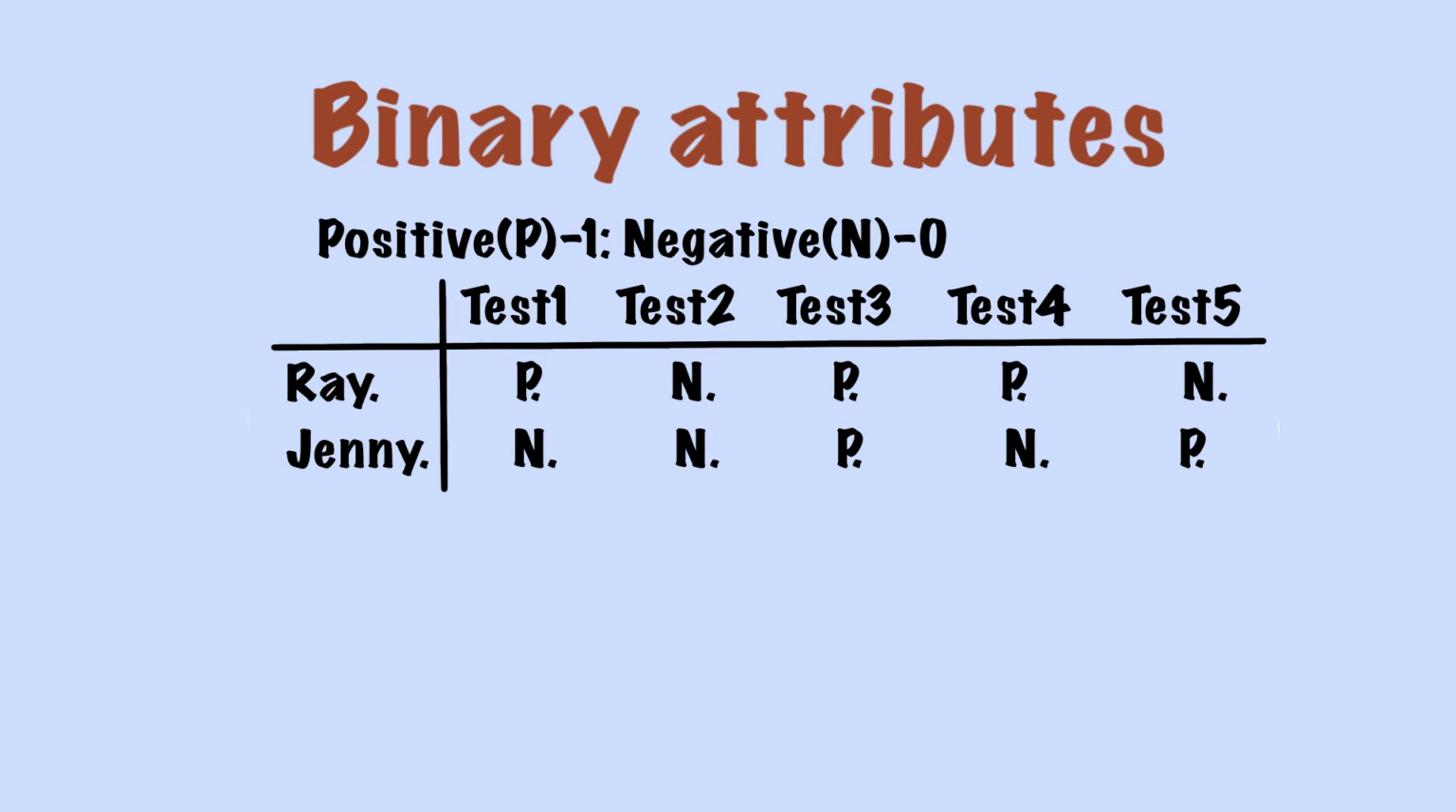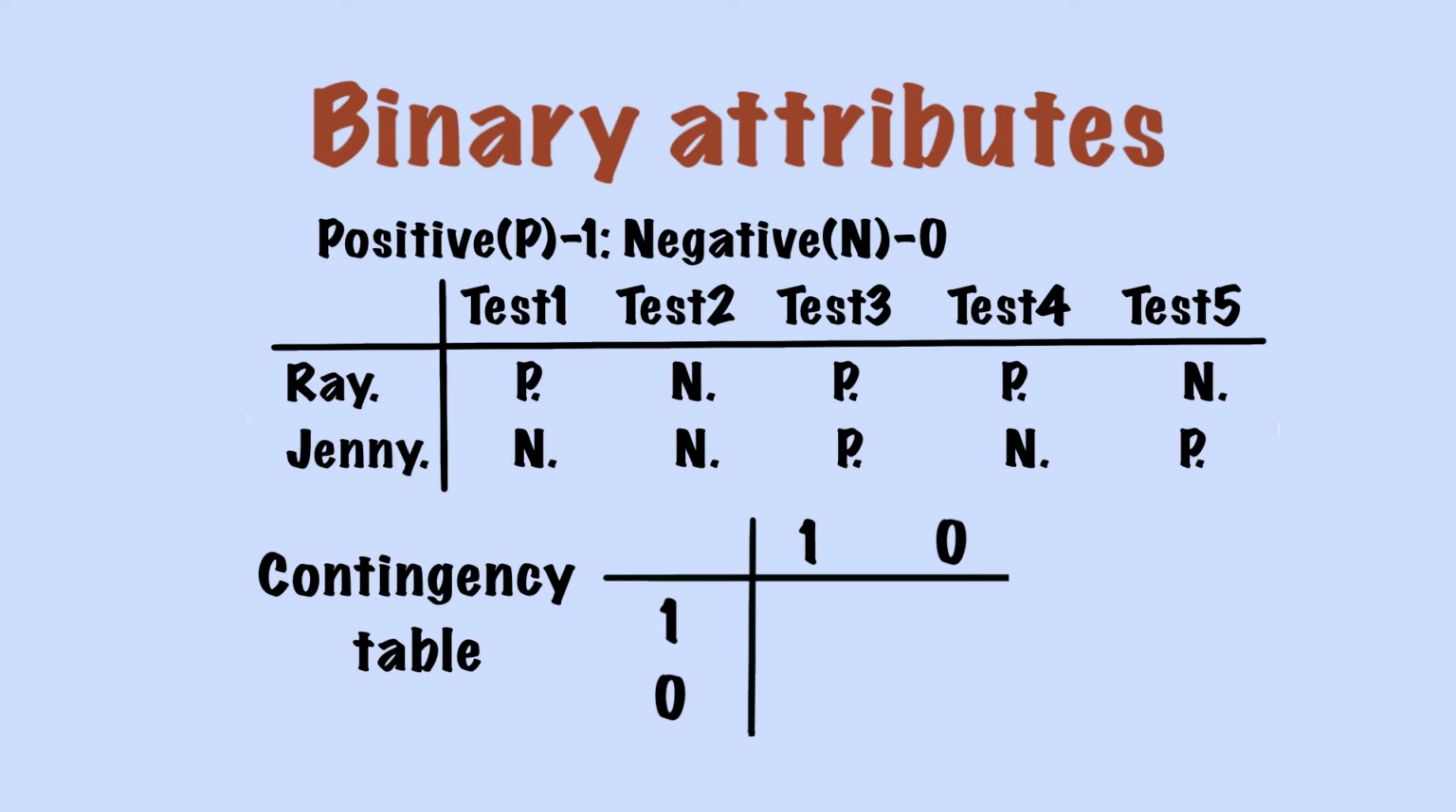Let's look at this example. Ray and Jenny are object I and J. They both did 5 tests, and the result is either positive or negative. Before applying the dissimilarity formula, we first create a 2x2 contingency table. For convenience, we assign positive to 1, negative to 0, but it doesn't necessarily mean 1 is more important than 0. Now, we can fill in the numbers in the contingency table.